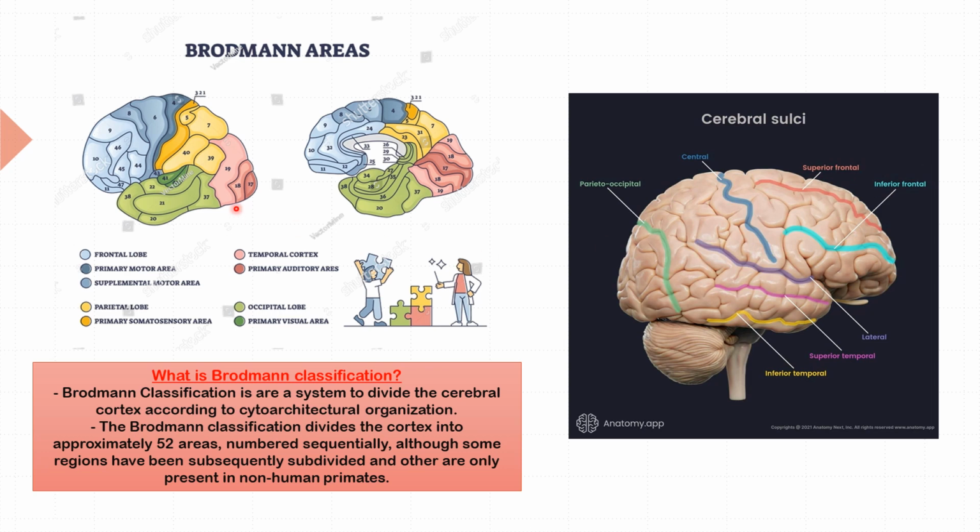On the image on the left, you can see the Brodmann areas. The Brodmann areas are basically just a numbered and designated system based on variations in the cellular architecture and organization observed under the microscope. These areas do not necessarily correspond to specific functional regions, but they provide a valuable framework for understanding the structural organization of the cortex. We'll talk about them in detail in the coming slides.